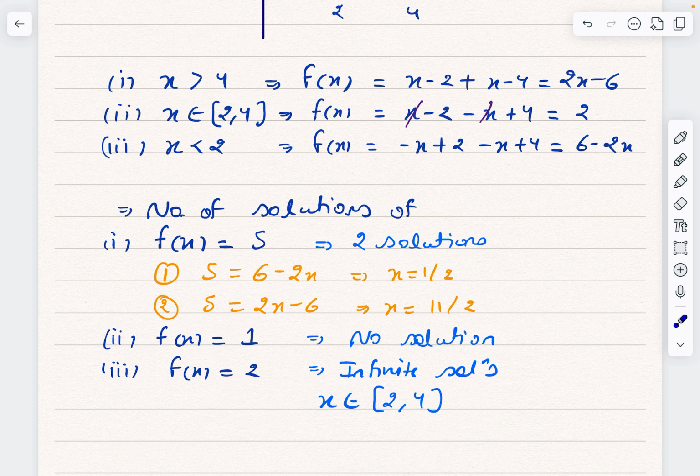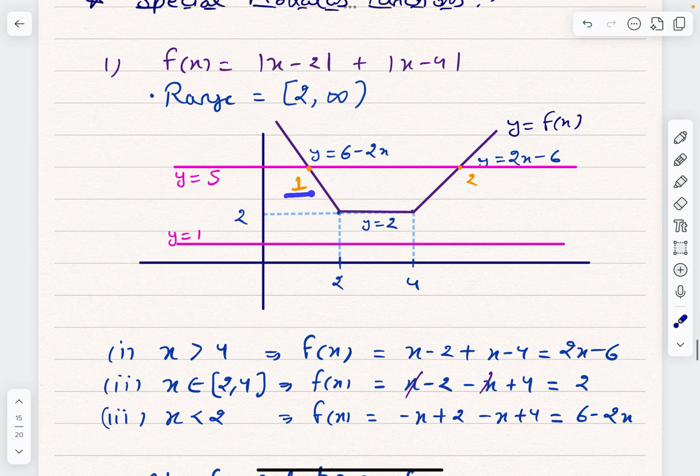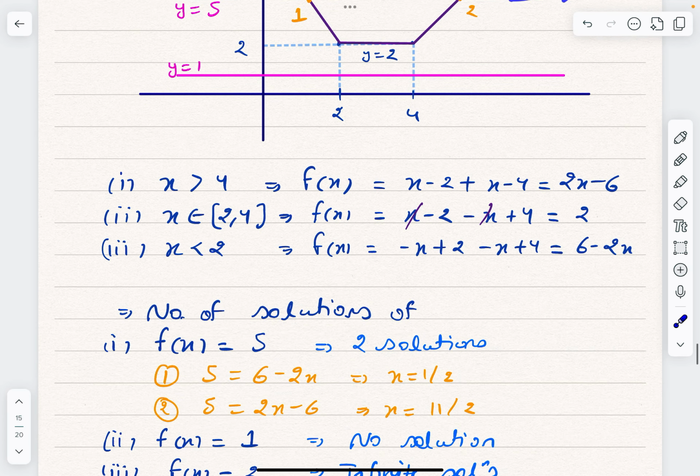Now in the first case, f(x) equal to 5, we got two solutions. But what if they ask for those two solutions? What you have to do? You see there are 2 points of intersection. One is when it intersects this part, 6 minus 2x. The other is when it intersects 2x minus 6. So just equate them. One time equate 6 minus 2x with 5, we get x equal to 1 by 2. Other time equate 2x minus 6 with 5, we get x equal to 11 by 2. So the solutions are 1 by 2 and 11 by 2. So there are two solutions.